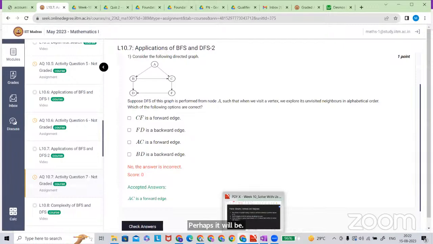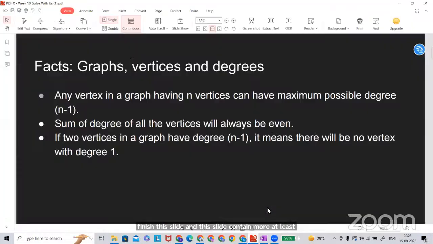Exploring the unvisited neighbors in alphabetical order, each of the lines we call tree edges. Whatever we are going to discuss, we can discuss after we finish this slide, because this slide contains at least 5 to 6 questions we have to discuss. Yes, it will clarify the concept also.